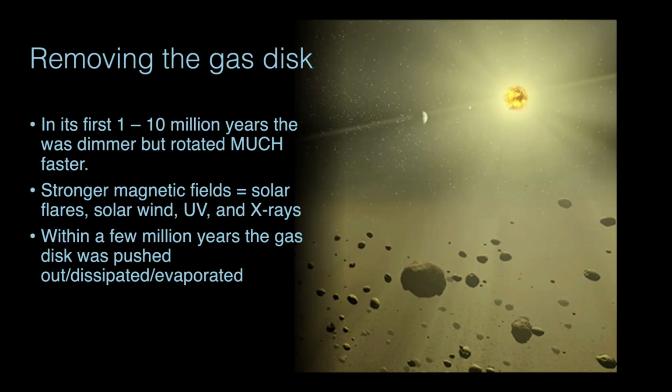But at the same time, it sped up the gas in the disk, and that stuff was also pushed away by solar wind. Solar wind is a bunch of charged particles, mostly protons and helium nuclei and electrons that are always leaving the sun. And that pushed out or dissipated or evaporated the gas disk. That's what ends the growth of the Jovian planets like Jupiter, Saturn, Uranus, and Neptune.